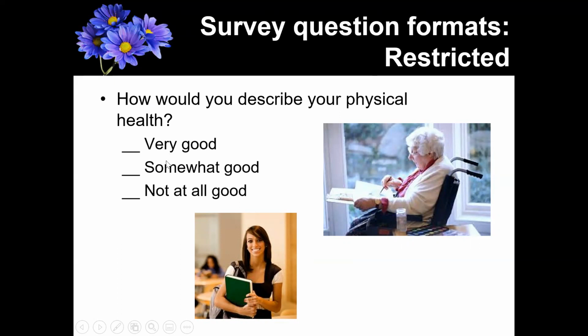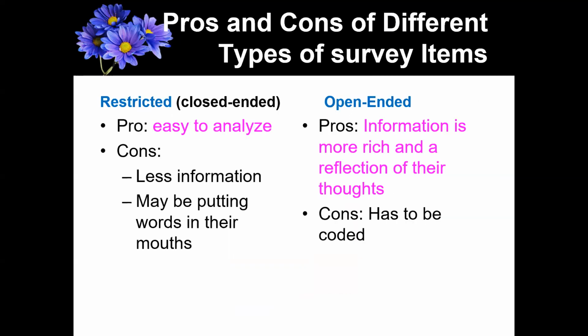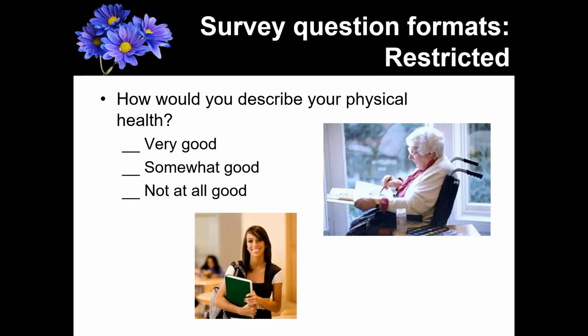So that would be an example of where it can be hard to use a closed format, because you might be oversimplifying things, and again, you might be putting words in their mouth, implying something, or leading them with a question, like we talked about. In contrast, an open-ended question is going to have more information, be richer, and be more of a reflection of your thoughts. With that previous example, I could explain, well, I'm healthy in this aspect, but maybe not so much in this aspect.